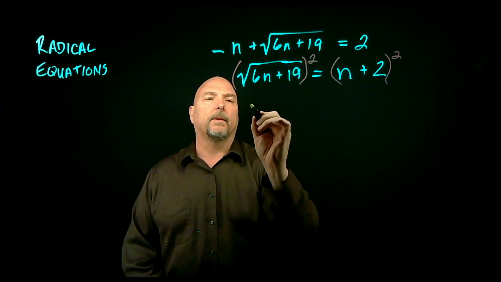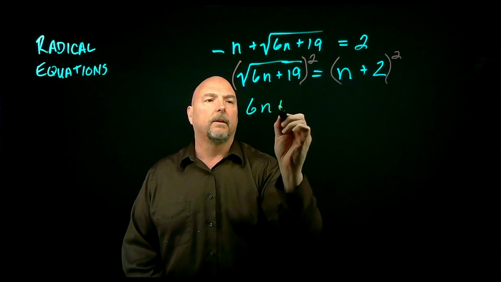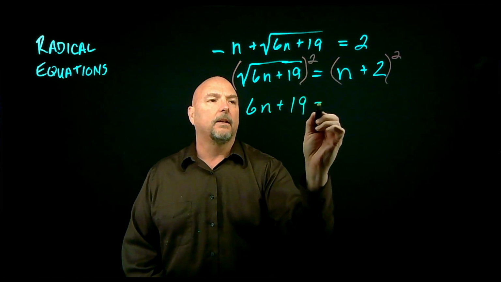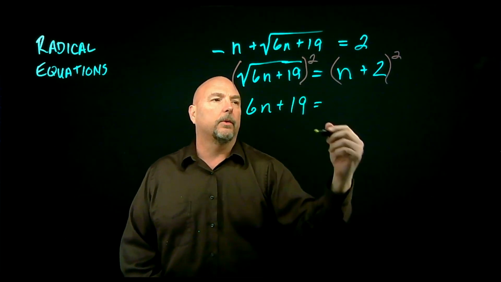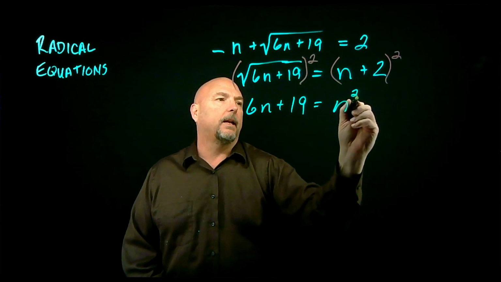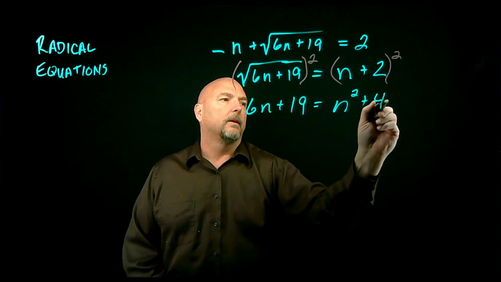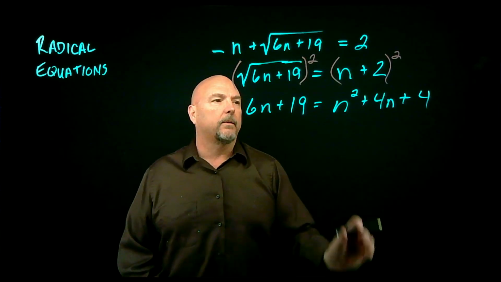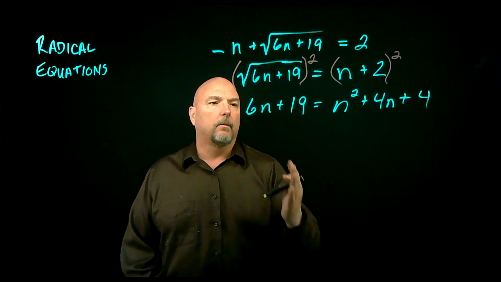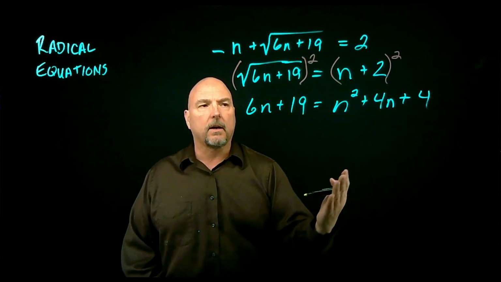When we do that, on the left hand side we have 6n plus 19, and on the right n plus 2 times n plus 2. If I expanded that, I'd have n squared plus 4n plus 4. Is that what we would have? I think so.